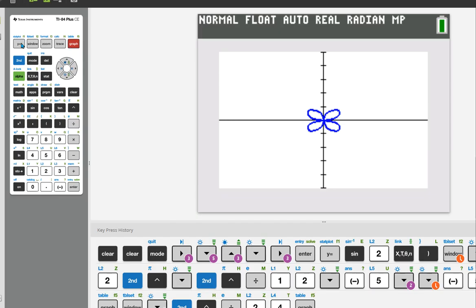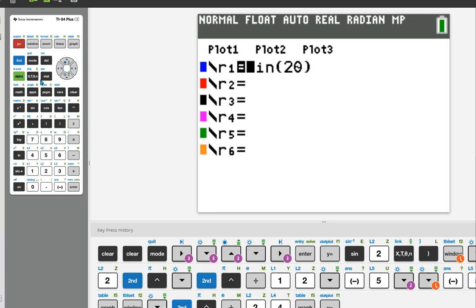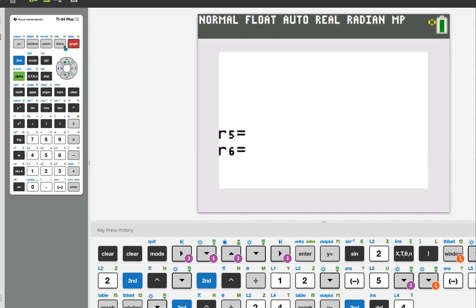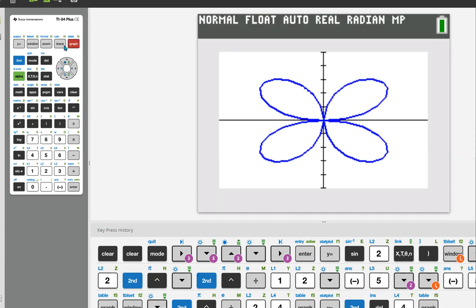And now I'm going to go back to my y equals and I'm going to insert in front here. So I'm going to insert a 4. And what that'll do is that's going to make your petals go out a farther distance of 4, right? Now notice this. Now here's what I want to show.